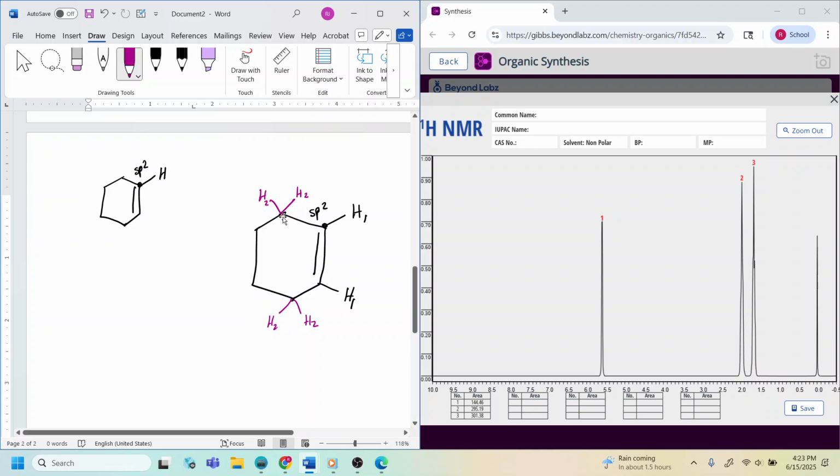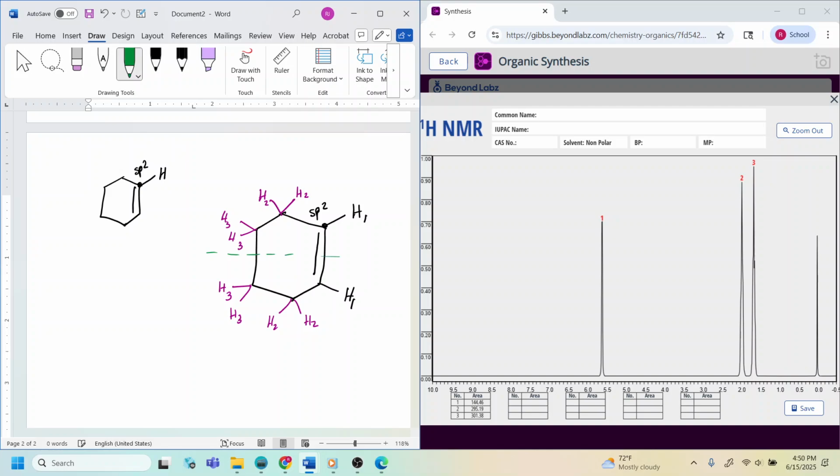These are closer to the double bond, so I expect them to be more deshielded than this signal over here, which is far away from the double bond. And that signal will correspond to 4 hydrogens. I'm going to call this proton 3. So proton 3, when you do the integration, of course, should correspond to 4 hydrogens. Proton 2 should correspond to 4 hydrogens as well. And proton 1 corresponds to 2 hydrogens. It makes sense because its intensity is lower than that of 2 and 3.